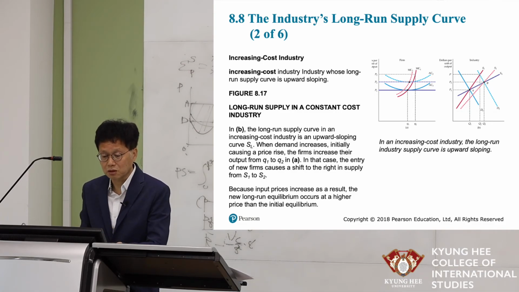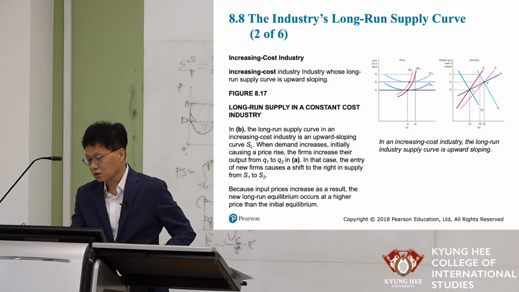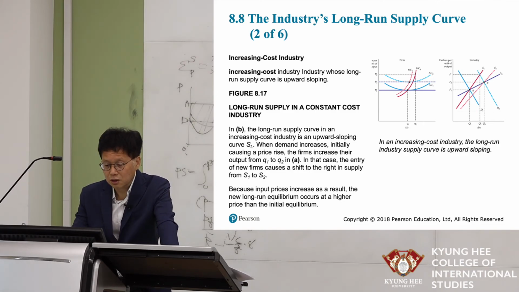What happens in the case of a decreasing cost industry? The long-run supply curve shifts down, a downward sloping curve like this, because marginal cost shifts to the right and average cost shifts downward like this. Okay, so the long-run supply should be near here. Okay, next slide.